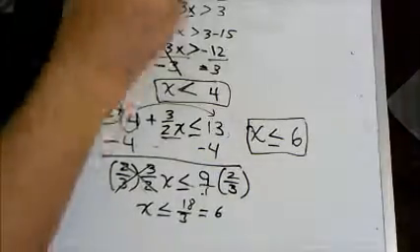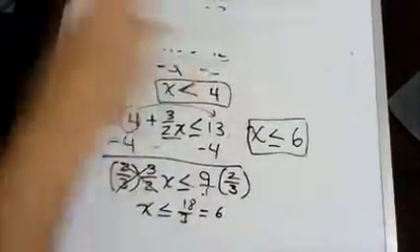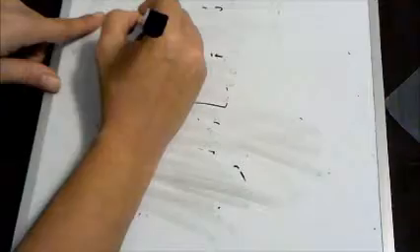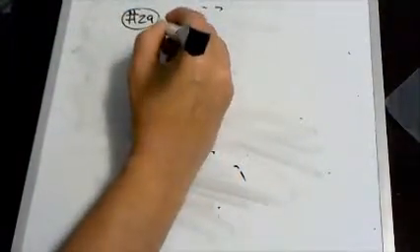Nice and simple. Now let's do number 29. Ready for number 29? Here we go. Number 29, we have 4x plus 14.